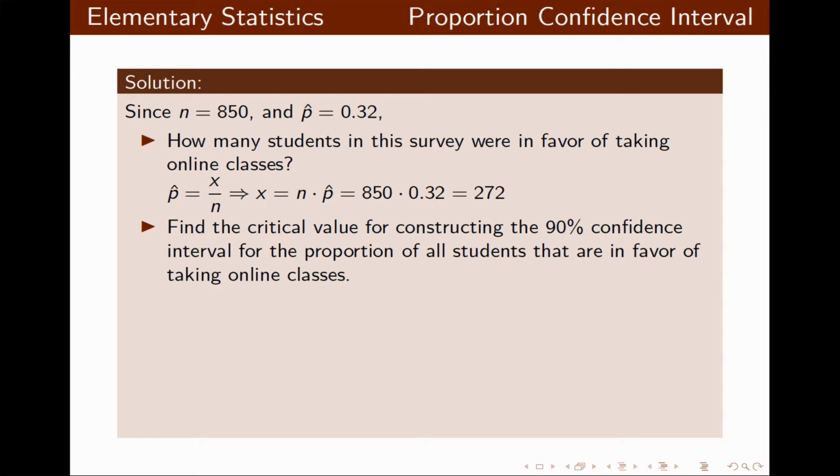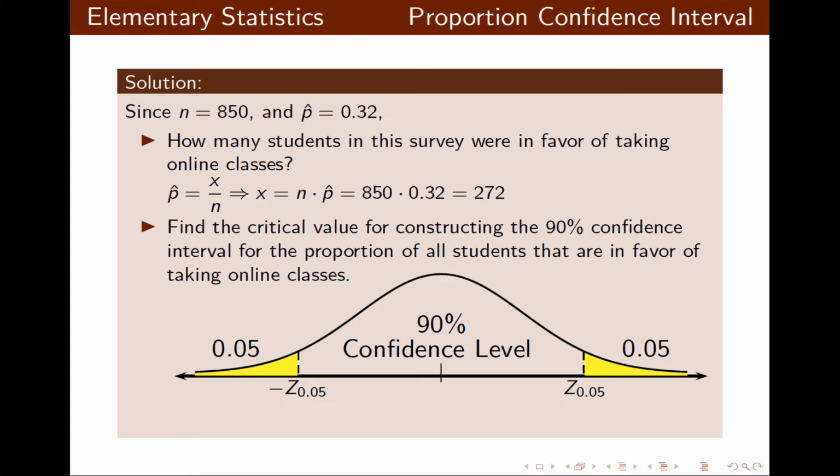The critical value for a 90% confidence interval means the middle area is 90%. Therefore, the area on each tail would be 0.05. Using the TI command inverse norm with the left area of 0.95, mean 0, standard deviation 1, our critical value is 1.645.